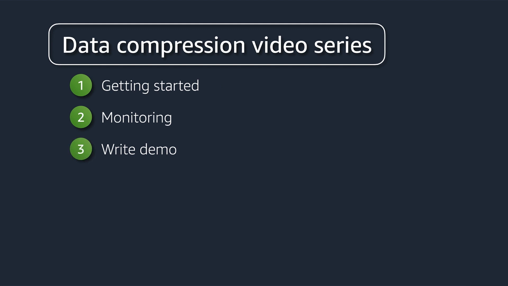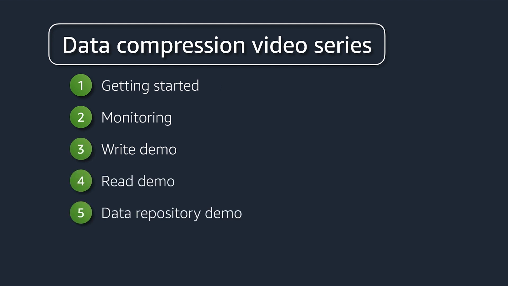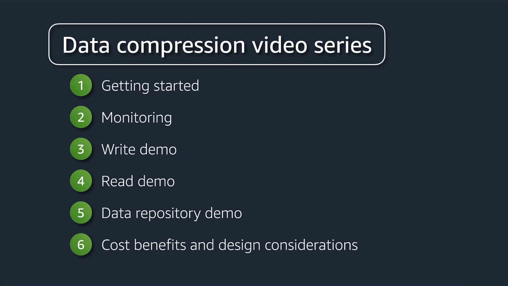This Getting Started video is the first in a series of videos I'm putting together on the data compression feature of Amazon FSx for Lustre. In this series, I will also be covering monitoring, reading and writing with data compression, using data compression with data repositories, and some of the cost benefits and design considerations for using data compression.